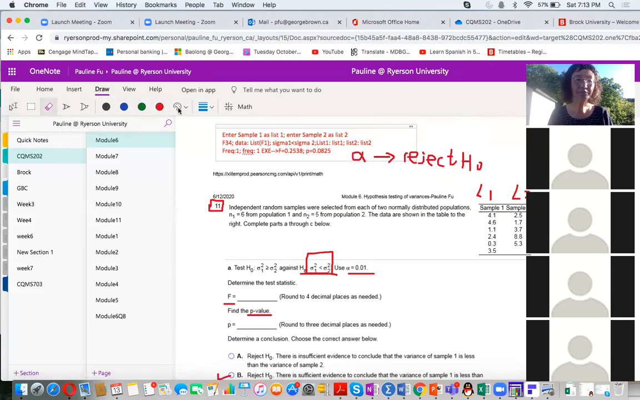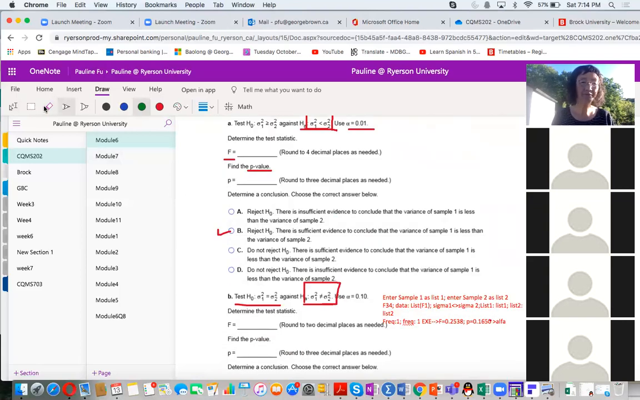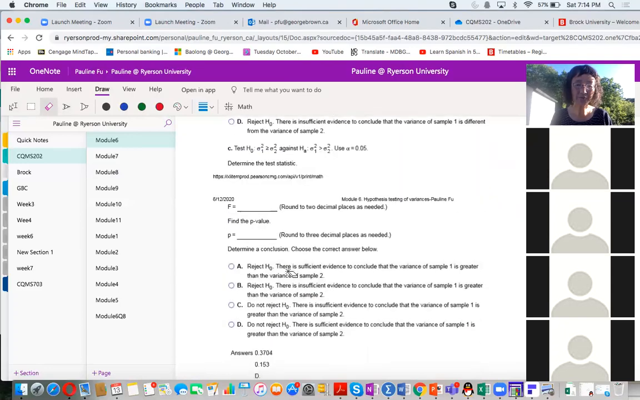This P value is greater than alpha. Did you see it? Because alpha is 0.01, this P value is 0.08. When P value is greater than alpha, you do not reject H0. So I have to change the answer here. The answer is do not reject H0.